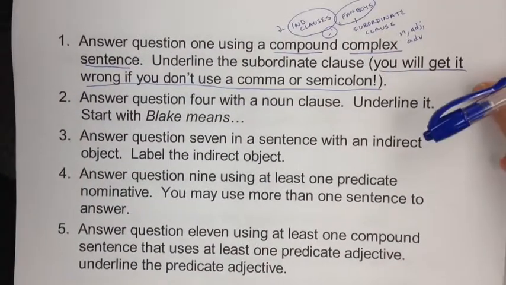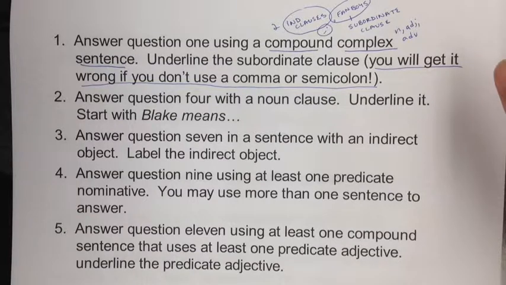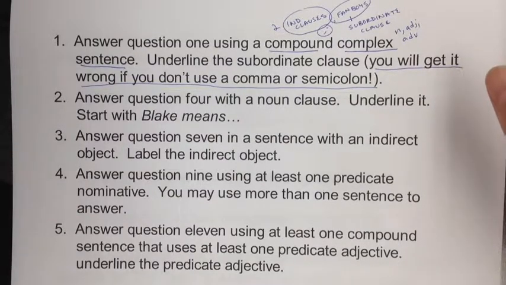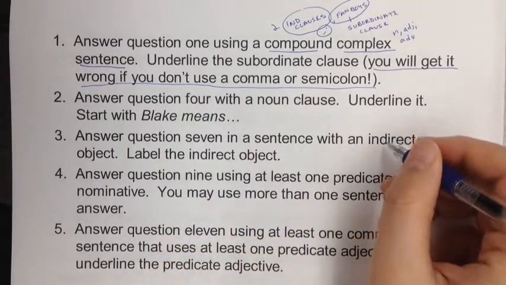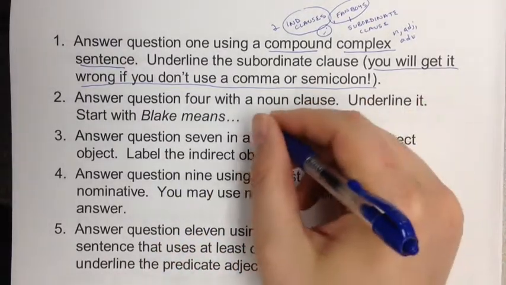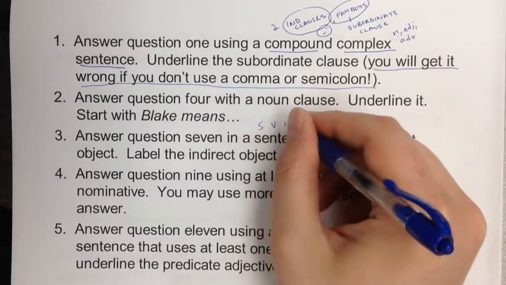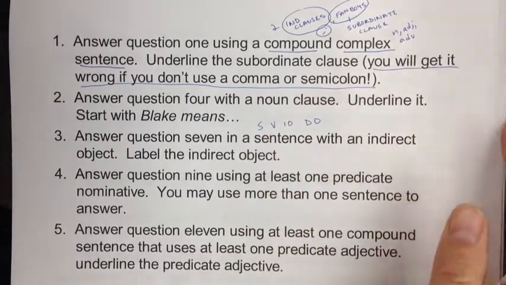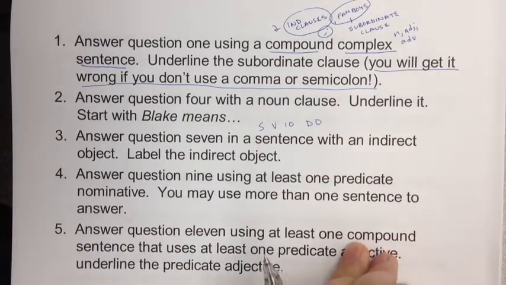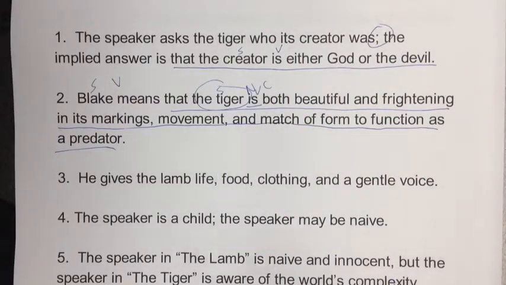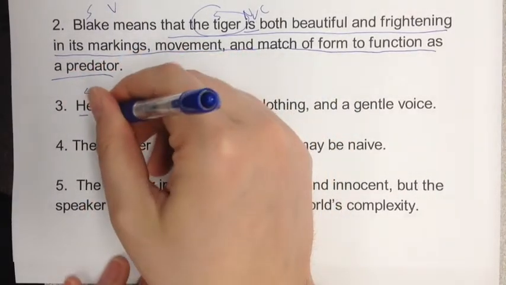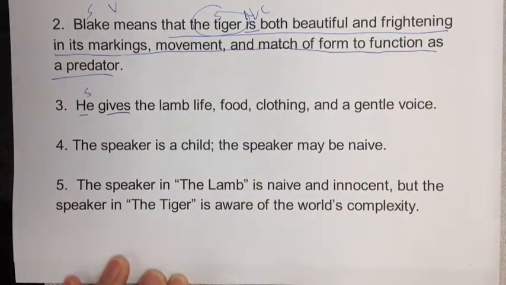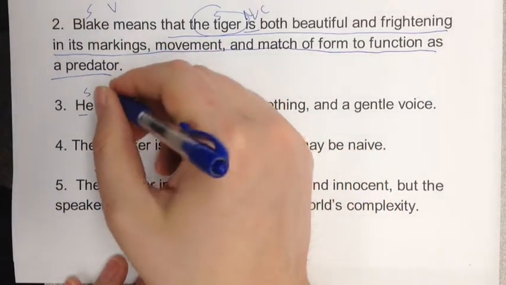Number 3. Answer question 7 in a sentence with an indirect object. Label the indirect object. So we have to answer this with an IO, and this is what we're going to see. We're going to see subject, verb, IO, DO. And here it is. Subject, he. Verb, gives. Whenever you have a question that asks you to use an indirect object, just use the verb give. It's going to lead to one, most of the time.